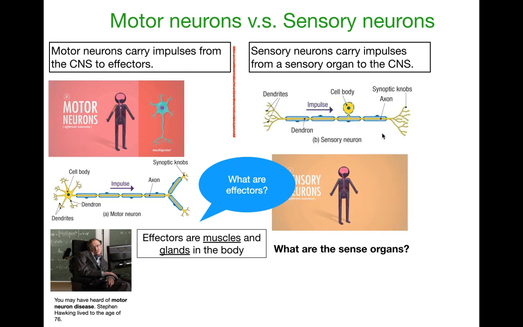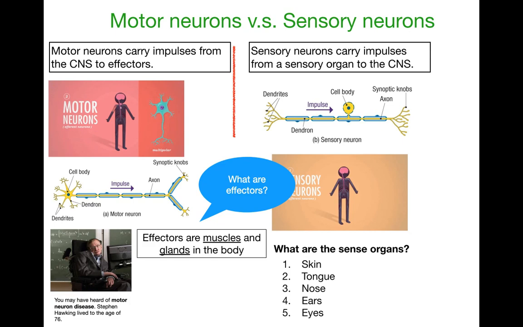So there's going to be a problem, particularly at the synapse of the motor neurons. Rather, motor neurons are over here, sorry. So this is the motor neuron, we have the cell body on the left, and this is the sensory neuron, we have the cell body along the axon, okay?